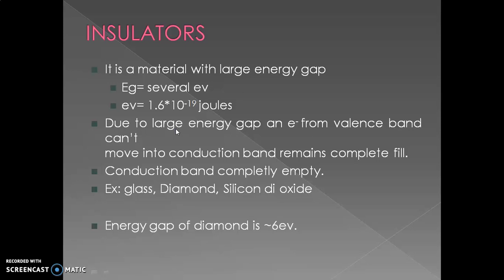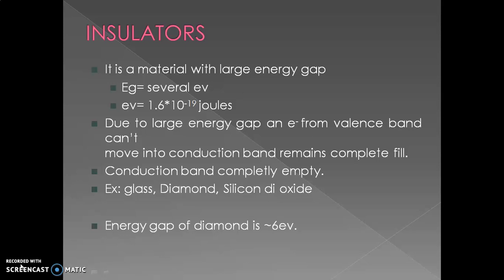I will give a small example for that. Diamond is a carbon material. The energy gap of diamond is approximately 6 electron volts. In the insulating material, the conduction band is almost empty. In the valence band, the electrons are there. The electrons cannot move from the valence band to the conduction band.